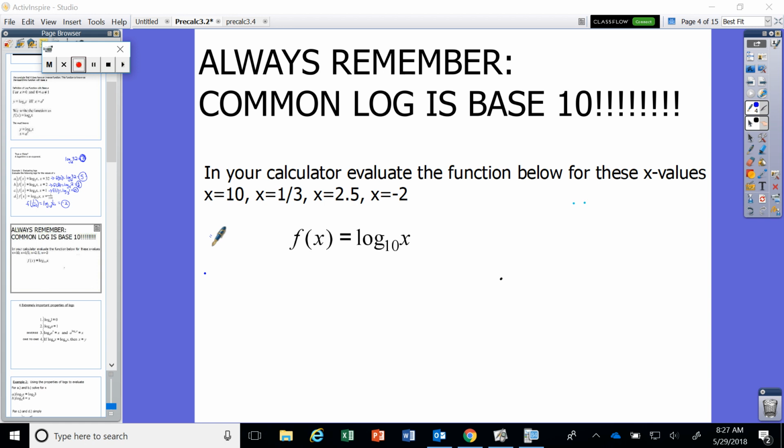Don't forget, guys, common log is base 10. I don't know how to make that any more clear on the screen that I have right now. Right? Common log is base 10. So what I want you to do real quick is just in your calculator evaluate the following functions just to kind of see what happens. So pause the video real quick, take a quick second, and put some values into your calculator.